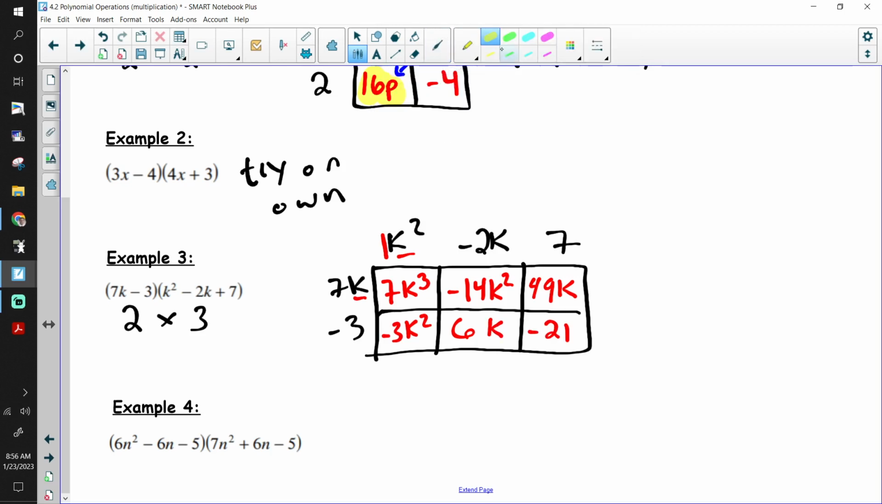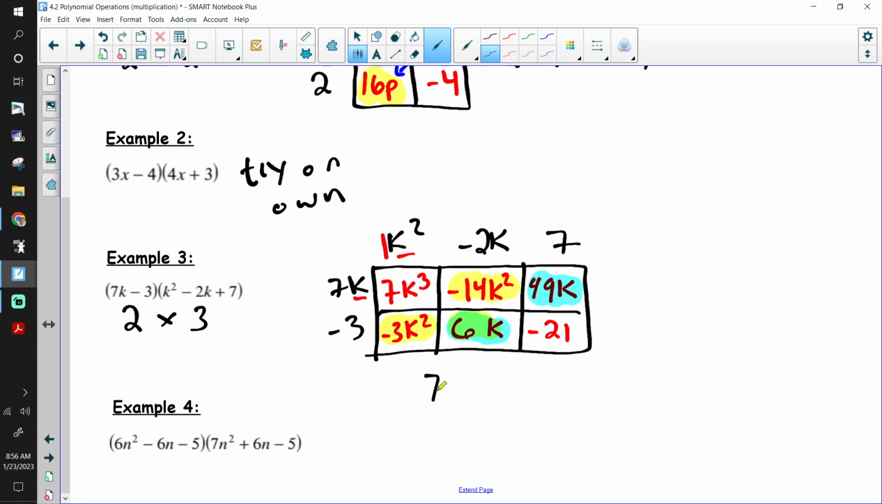Okay, so this time, when I'm writing my answer, again, I'm going to look for like terms. I have a k squared and a k squared. I have, meant to go blue, I have a 6k and a 49k. Okay, so two pairs of like terms. I'm going to make sure I add together when I write my answer.